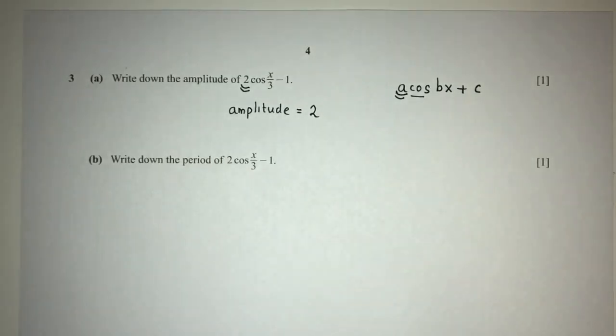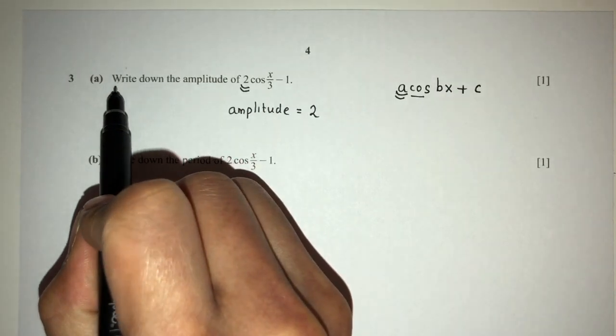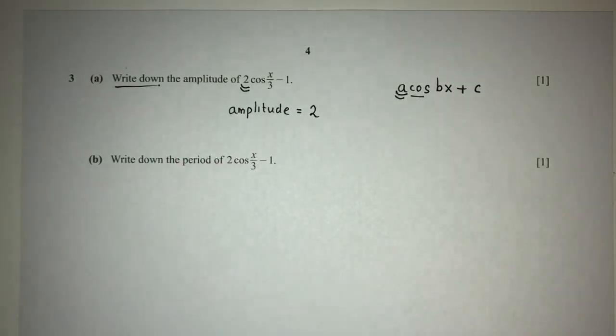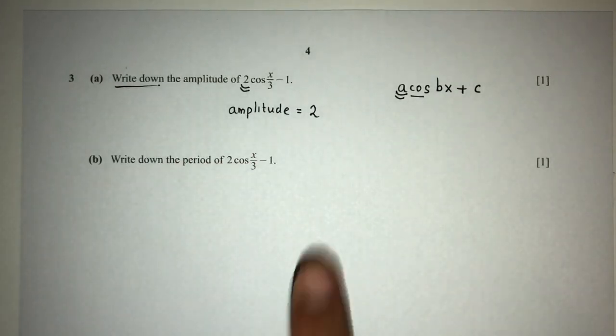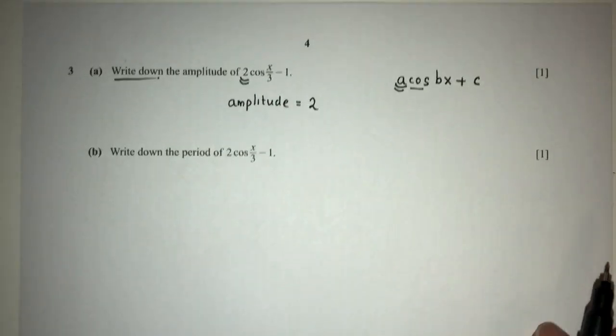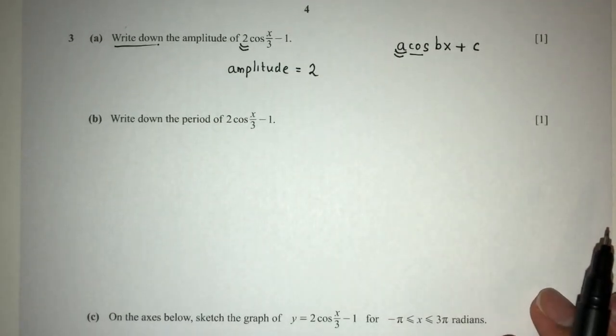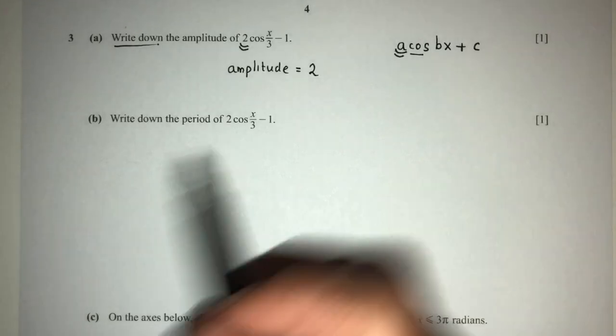2. And as you can see, the question was asking you to write down. Whenever you see write down, it should not be hard, it should be pretty easy. And this one is an easy answer for part 1. Now part B, write down the period of the same equation.